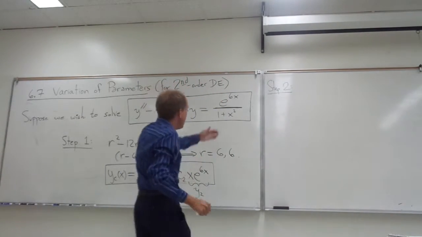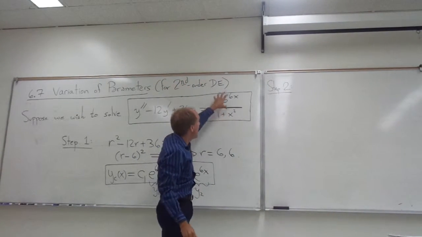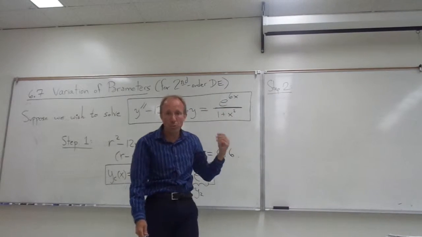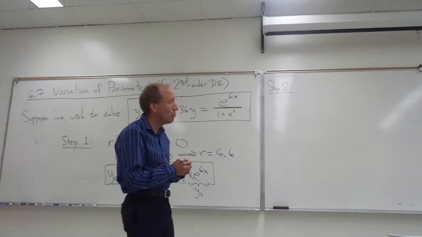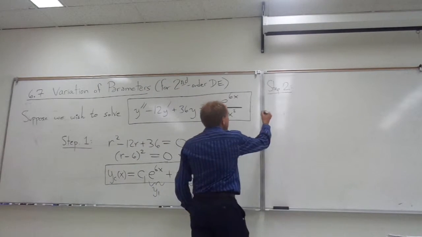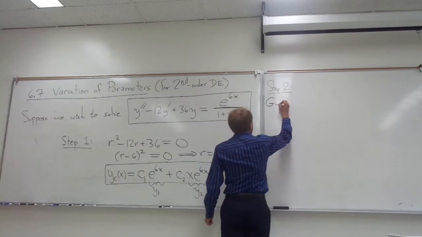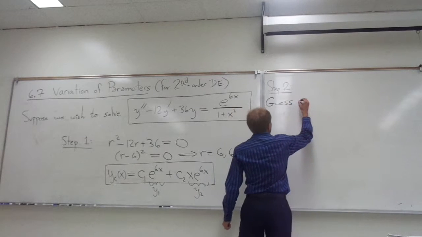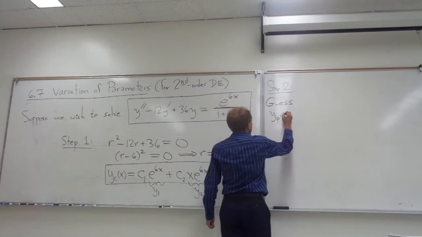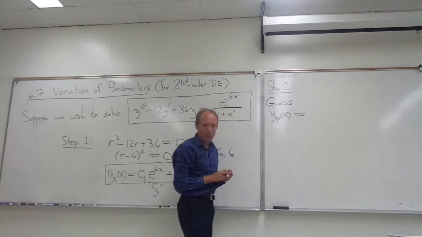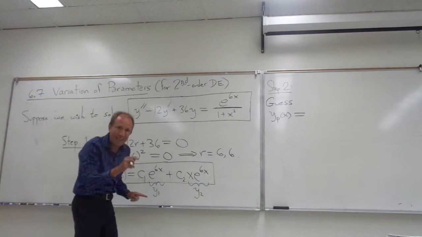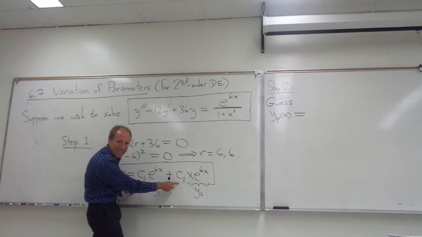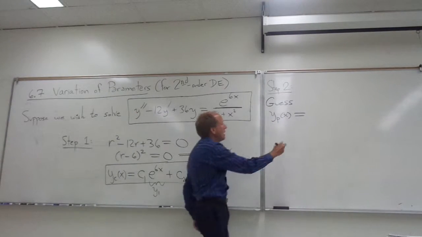But as is the case here, I don't know how to annihilate this function, so I'm going to use the variation of parameters method. So step 2, this is where the new stuff comes in. What we are basically going to do is guess what the particular solution is going to look like. And the way that the guess is going to look is we're going to vary the parameters C1 and C2. So we're going to write down a guess.